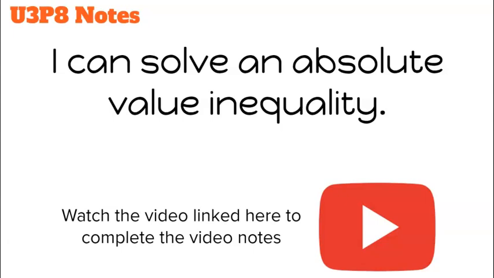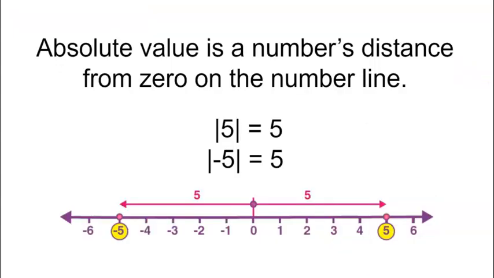Unit 3, Part 8 notes, I can solve an absolute value inequality. Reminder of our absolute value definition, it is the number's distance from 0 on the number line. So remember, when we're working with distance, that value is always going to be positive.